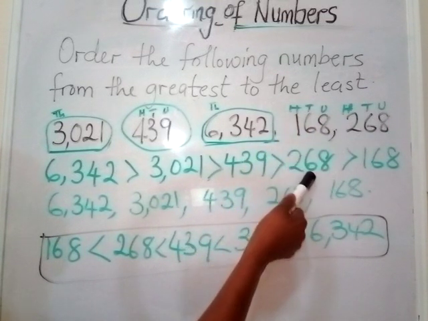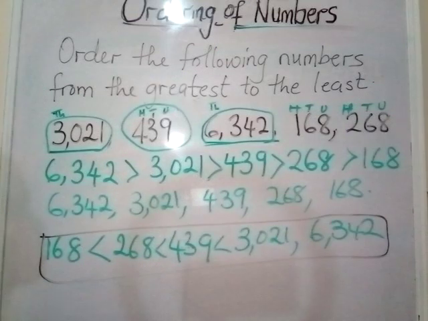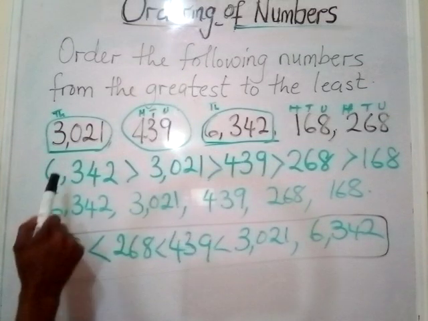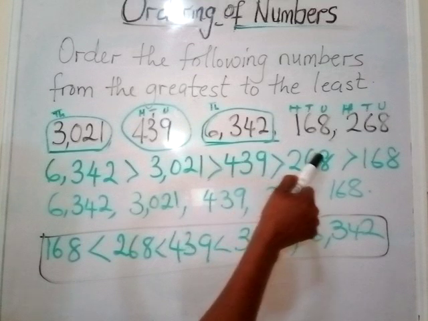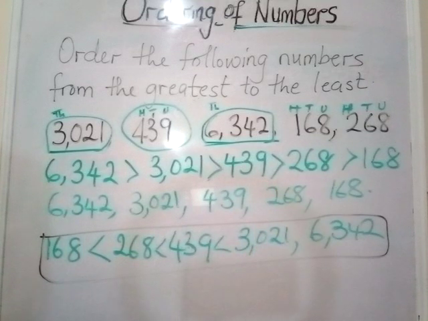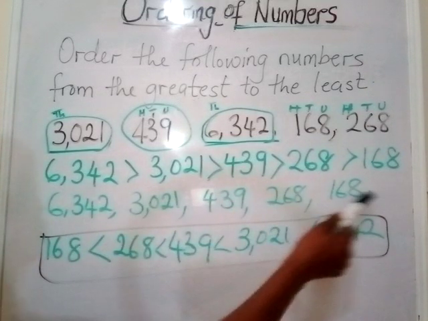2 is bigger than 1, so we pick this number, and the last one is 168. So we use this sign to show this number is greater than this number, this is greater than this number, this is greater than this number, just like that. And I'm also saying that you can show your work this way.